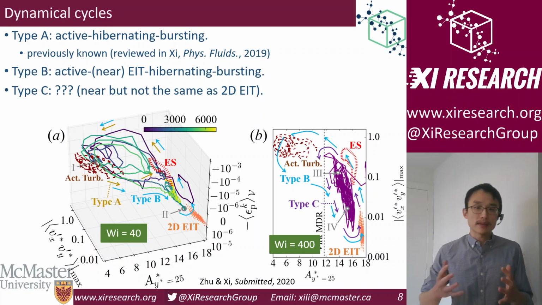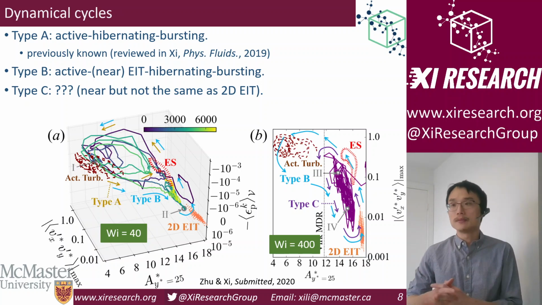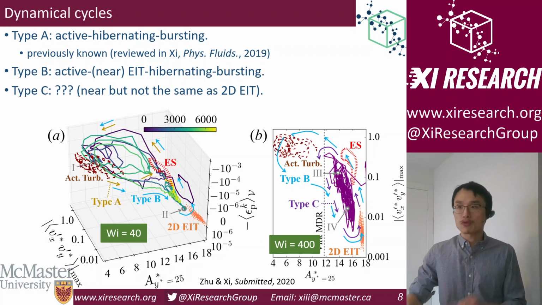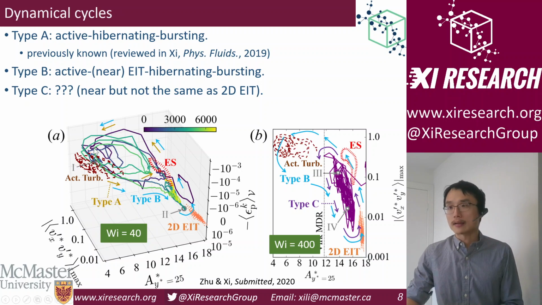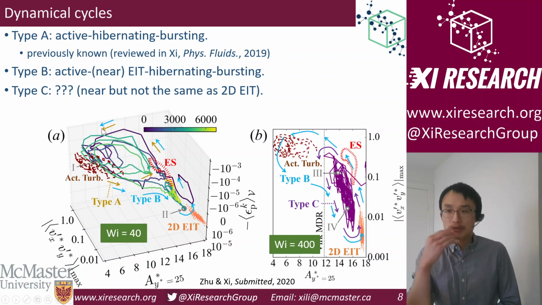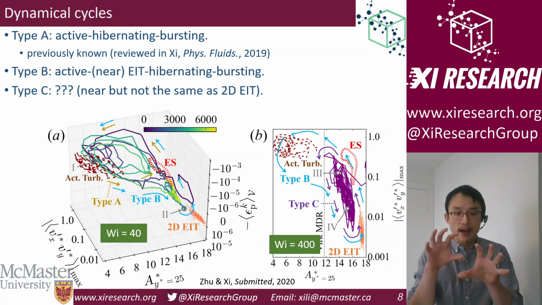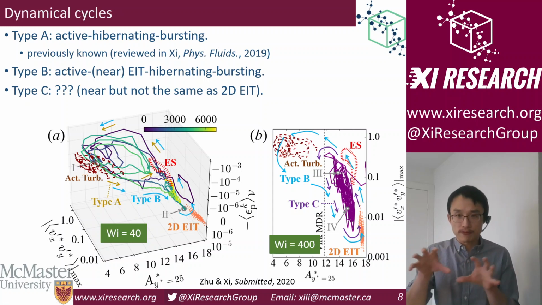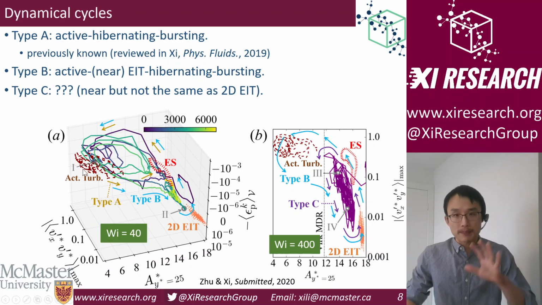To further look at the dynamics of this 3D flow, we project the dynamical trajectory. So here, the dynamical trajectory in 3D turbulence is shown in this color-varying solid line. We project this trajectory with respect to a few flow states that we know. So this region is active turbulence. If we had a Newtonian flow, you would expect that your flow will spend most time here.